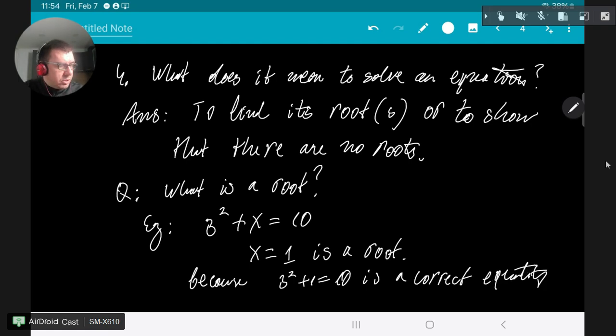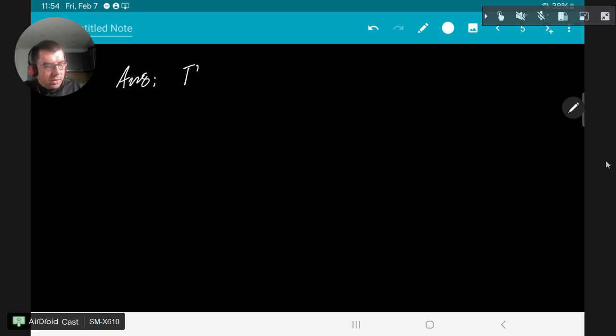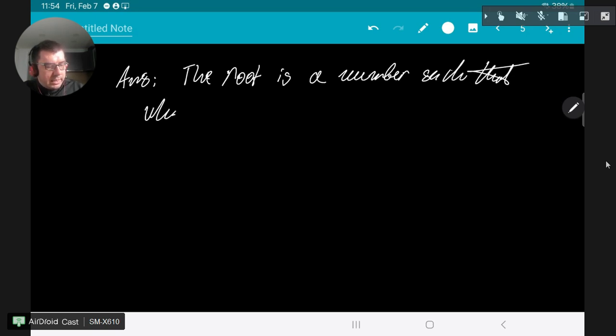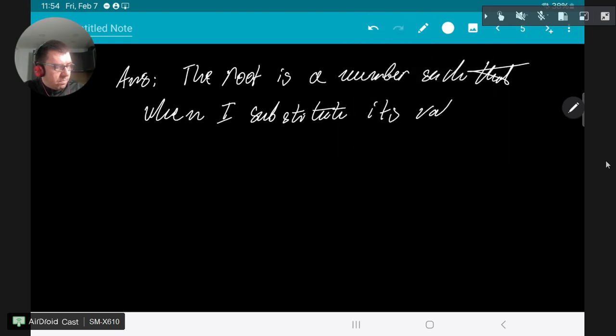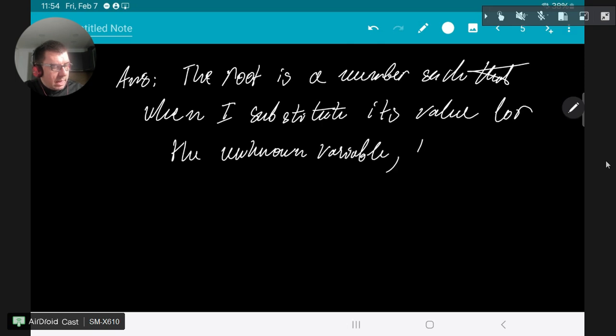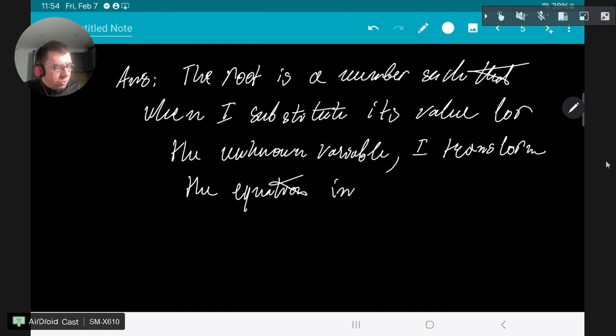So I can answer this question by stating, so answer: the root is a number such that when I substitute its value for the unknown variable, I transform the equation into a correct equality.